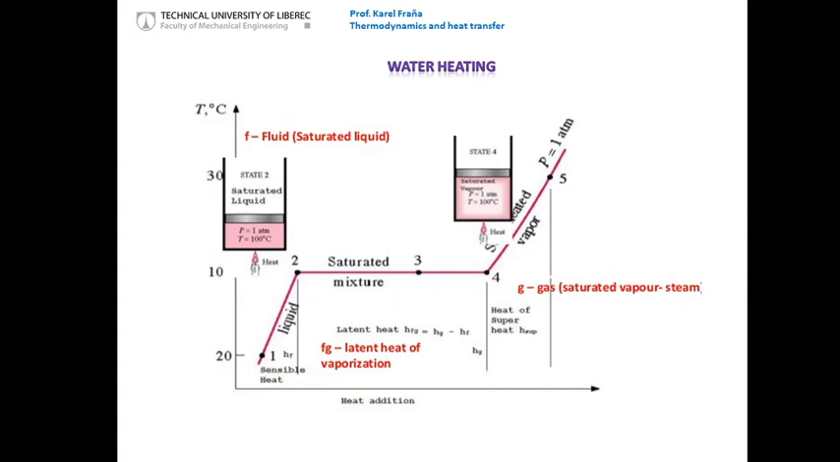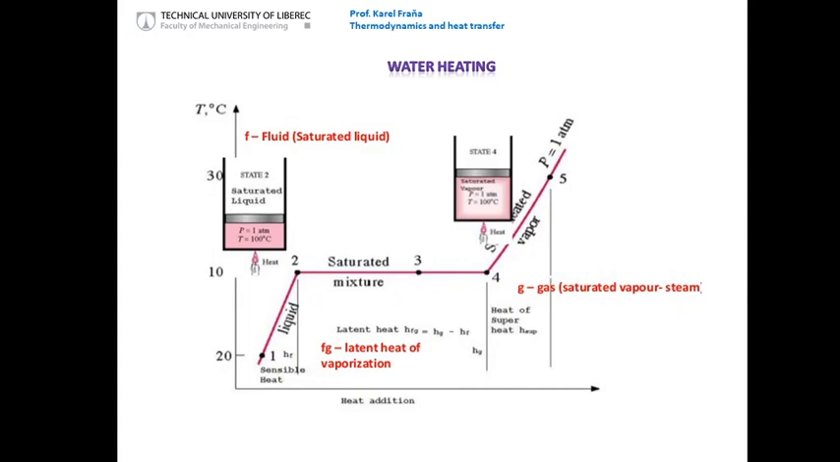If we reach point 2, we call this the temperature of the boiling process, which for 1 atmosphere corresponds to 100 degrees Celsius. This point 2 is called the saturated liquid. This is just the last point at which the water can be in liquid form. If you continue to supply the heat, the boiling process will start.